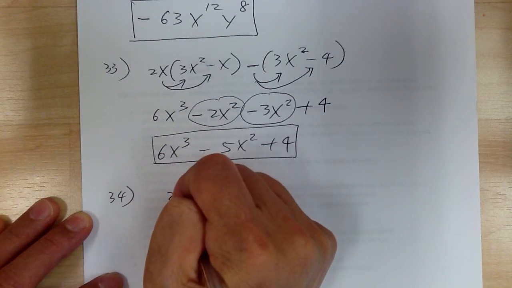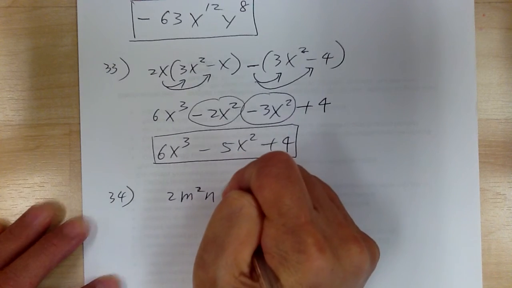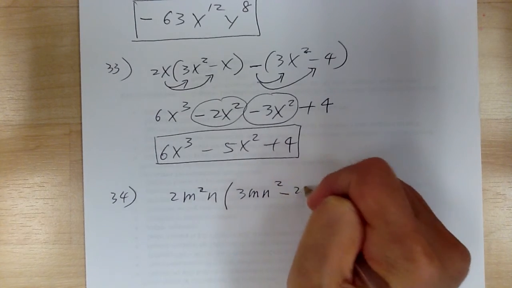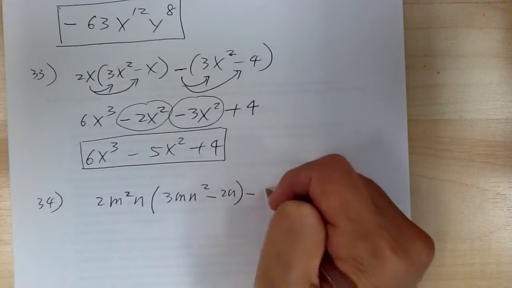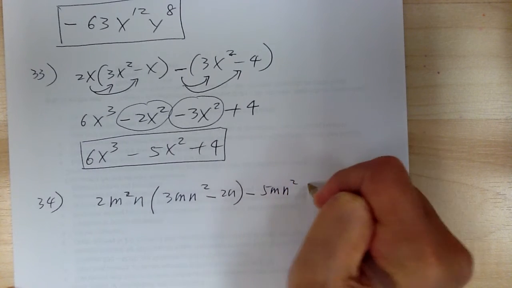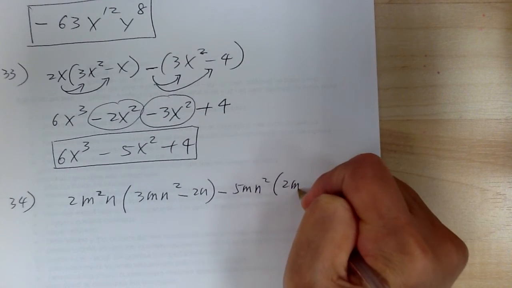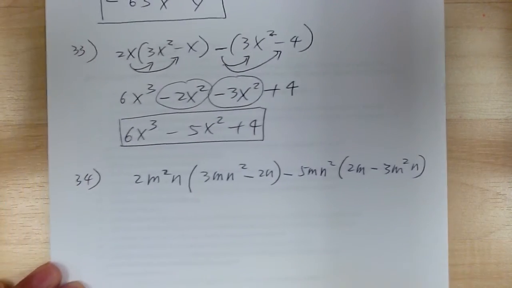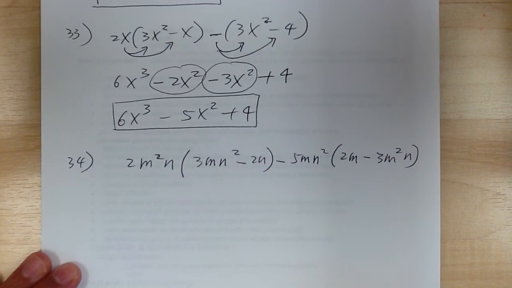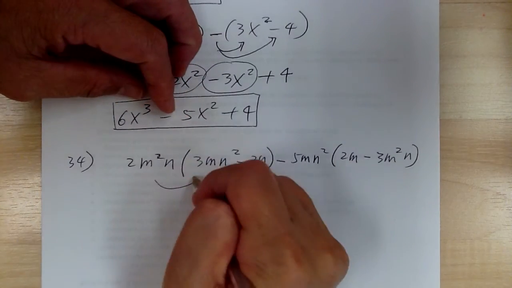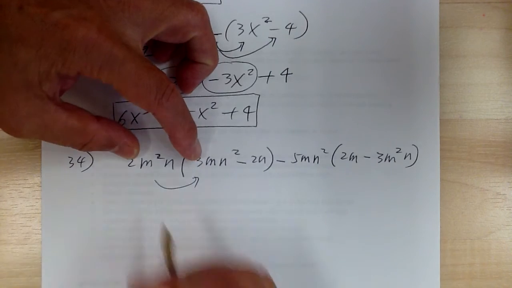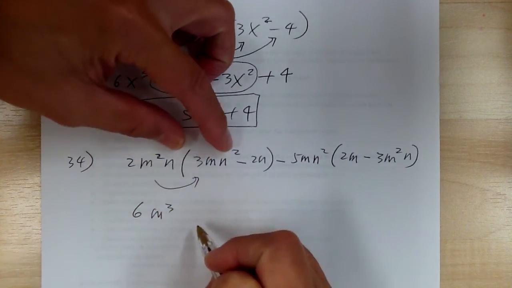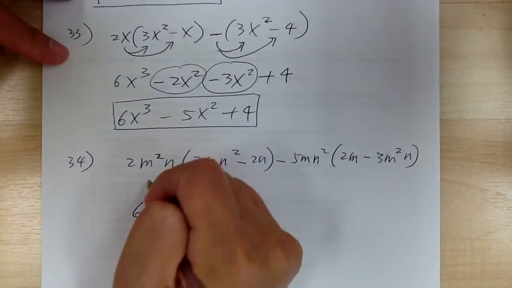Okay, let's go to 34. You got 2m squared n times 3m n squared minus 2n minus 5m n squared times 2m minus 3m squared n. So this is kind of long, right? But just apply the technique. Again, you distribute to multiply. So do the number first. So 2 times 3 is 6. Then you go down the alphabet. So this will be m to the 3 and n to the 3. Right? So you're done with the first term.